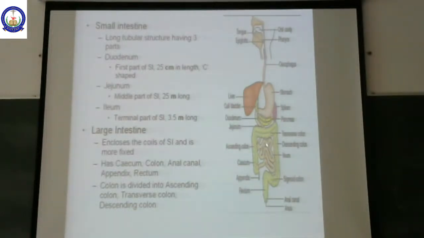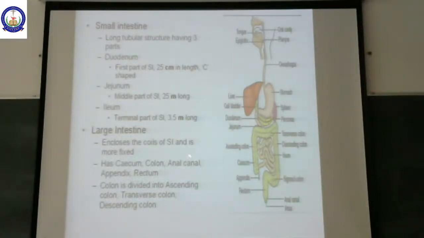Jejunum is the middle part of the small intestine. It is 25 meters long. And ileum is the terminal portion of the small intestine, and this is 3.5 meters long. So the overall length of the small intestine is how much? 25 plus 3.5, that is 28.5 meters, approximately 29 meters. The length of the small intestine is 29 meters.